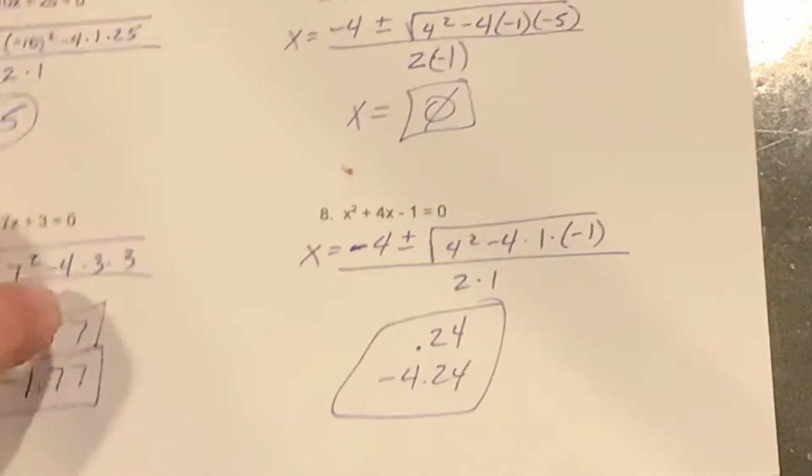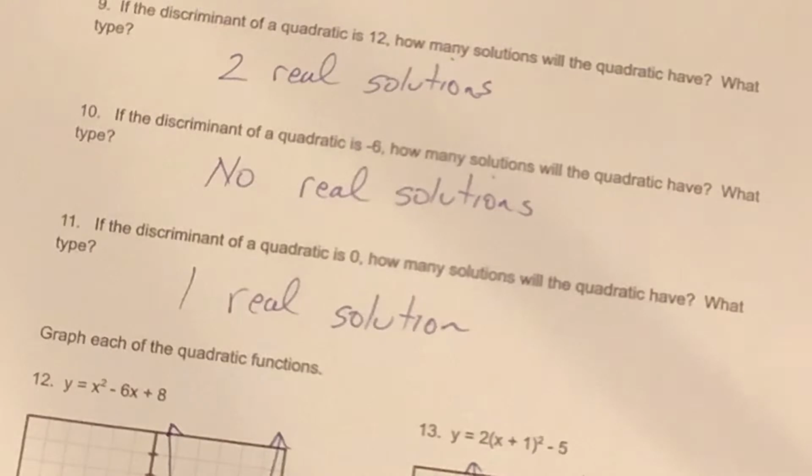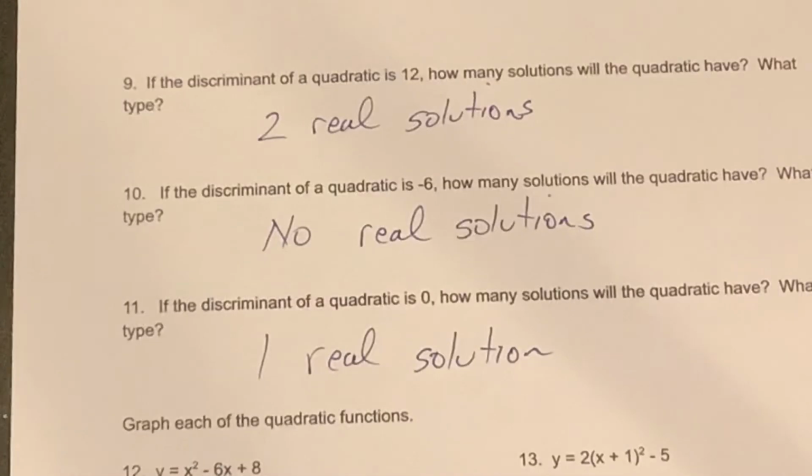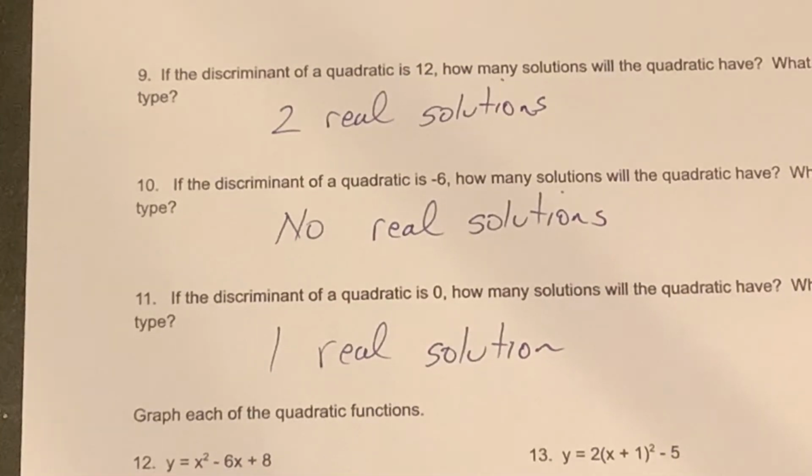Okay. The back, number 9, if your discriminant is any positive number, that means the number underneath the radical is positive. You're going to have two real solutions. So there's two solutions and the type is real.